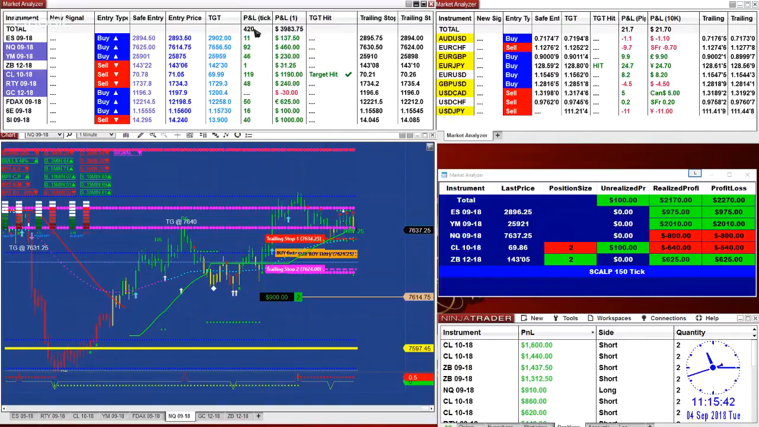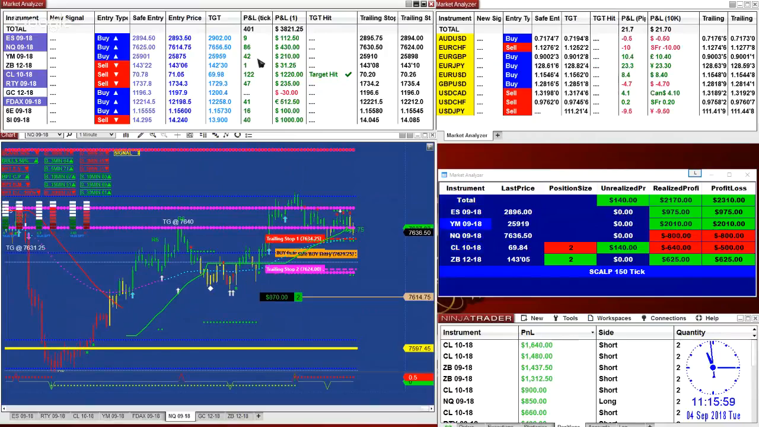Right now, based on the last signal, we have 419 ticks based on 1 minute and from the entry. 9 ticks on the ES, 84 ticks on the Nasdaq, 42 ticks on the YM. How easier? Oh, guys, look at this.